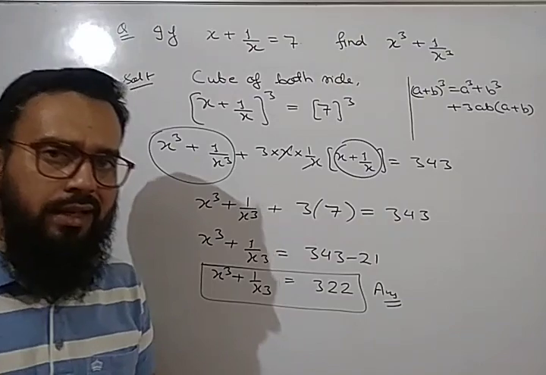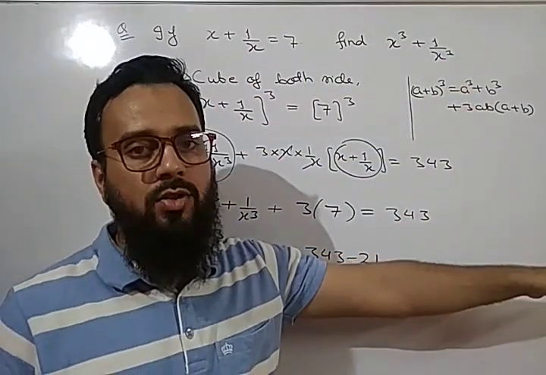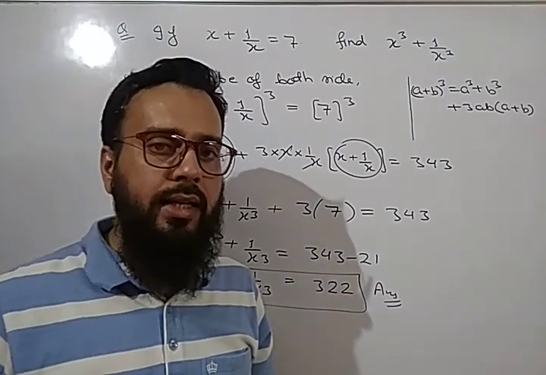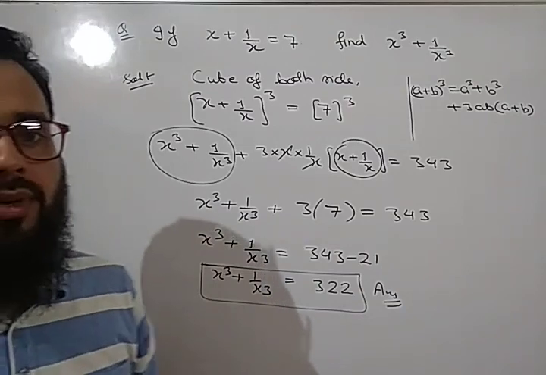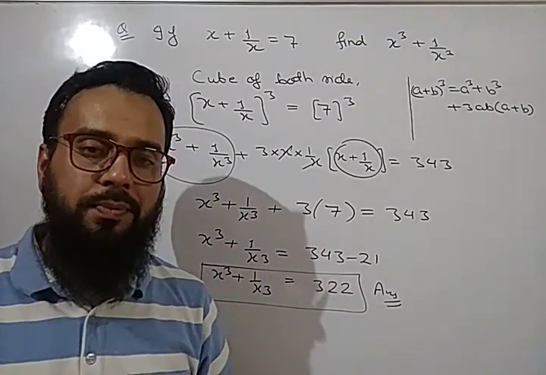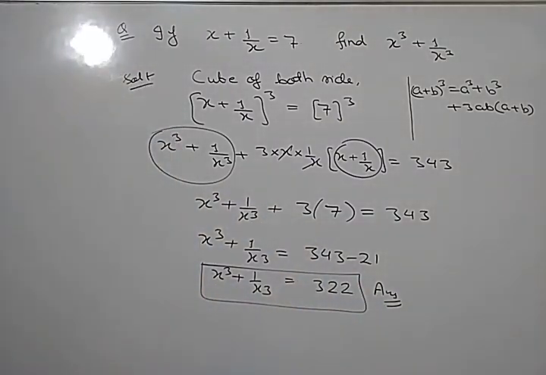Similarly, if the question is given x minus 1 upon x and you have to find x cube minus 1 upon x cube, then we will take the cube of both the sides and use the formula of a minus b whole cube, and we will get the value of x cube minus 1 upon x cube. Okay, that question you can solve yourself. So note it down.